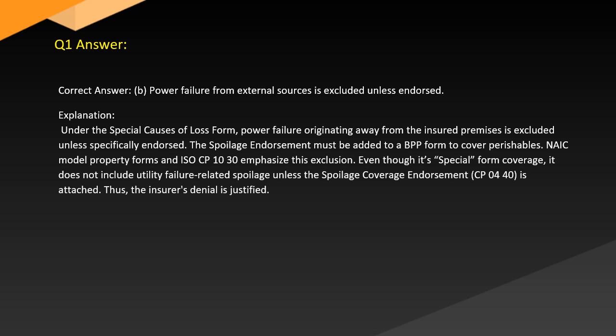Answer. Correct answer: B. Power failure from external sources is excluded unless endorsed. Explanation: Under the special causes of loss form, power failure originating away from the insured premises is excluded unless specifically endorsed. The spoilage endorsement must be added to cover perishables. ISO model property forms, and ISO CP 10 30 emphasize this exclusion. Even though it's special form coverage, it does not include utility failure-related spoilage unless the spoilage coverage endorsement CP 04 40 is attached. Thus, the insurer's denial is justified.